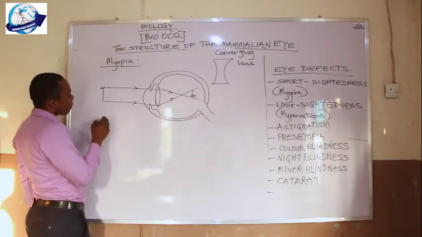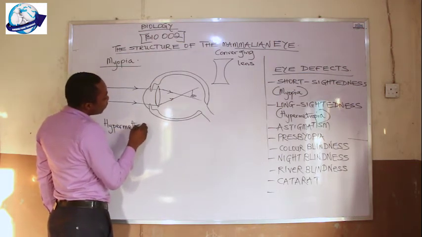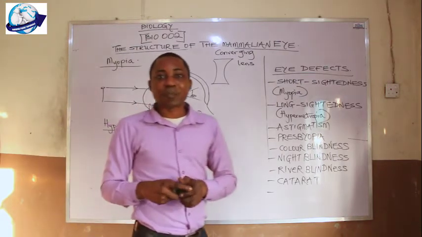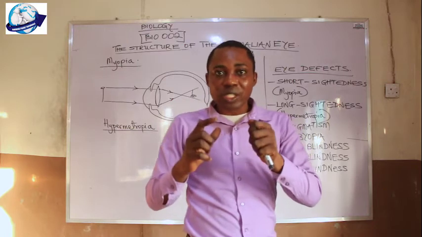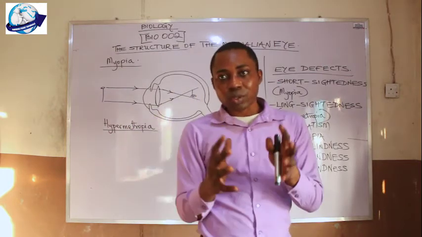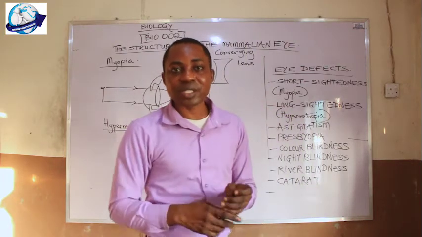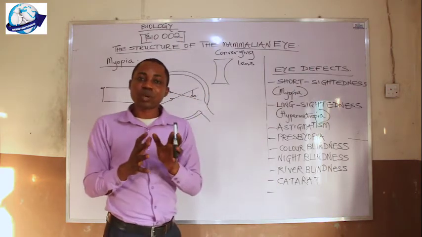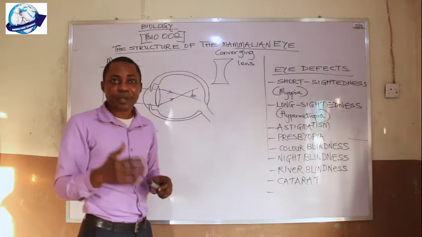Then the other one is hypermetropia. Hypermetropia is also known as long sight or long-sightedness. This is an eye defect in which a person is not able to see what is near but only what is far away. And what's the cause? This is because the eyeball is too short or the lens is too curved, and this pushes the image and makes it appear behind the retina instead of on the retina.